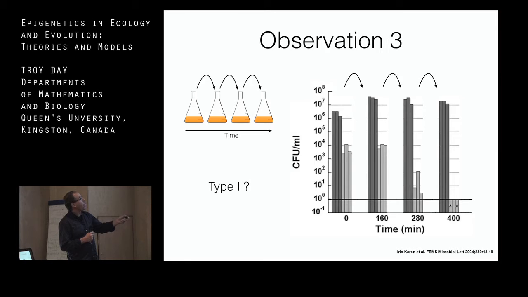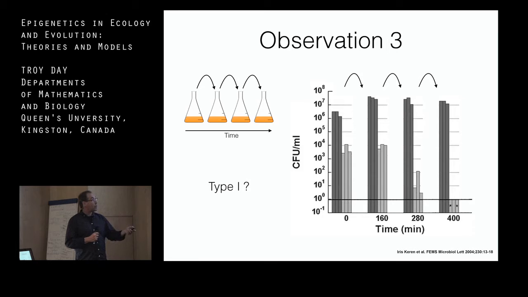So these dark gray bars are the total population size. The 3 bars are 3 different replicates. The light gray bars are the population size of persister cells, and this is the serial dilution that happens as you go along. And this horizontal line is the detection threshold. And so you can see after a few serial dilutions, you eventually eliminate all of the persister cells, or at least they go below a detectable threshold, provided you maintain the culture in this exponential growth phase.